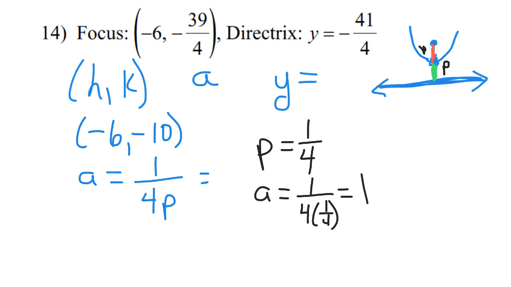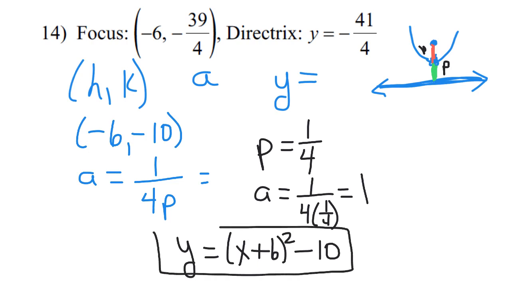So now we're ready to write our equation because we have everything we need. It's going to be Y equals X minus H squared plus K. And our A value is 1, so we don't really need to write anything else. So just make sure that you know how to find the value for A with this given information.